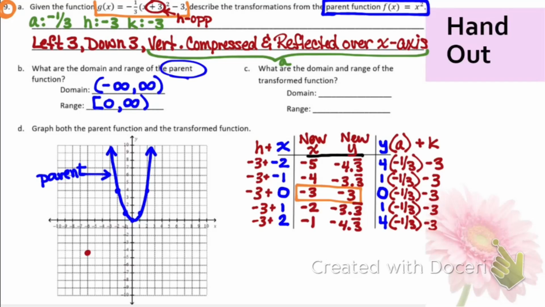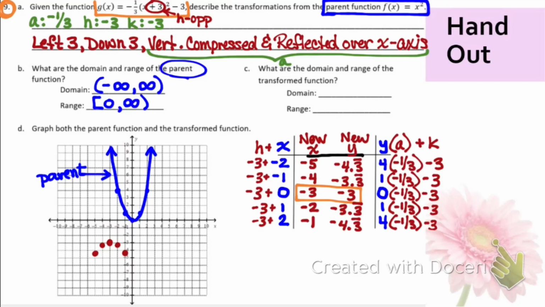My next point is -4, -3.3. It's going to be -4, and then just a little bit below the -3. I had to scoot the decimal over. I put it in the wrong spot, so I fixed it. Where's the vertex? That's the easy one. -3, -3. And then we're going to see those points reflected on the other side. So -2, -3.3, -1, -4.3.